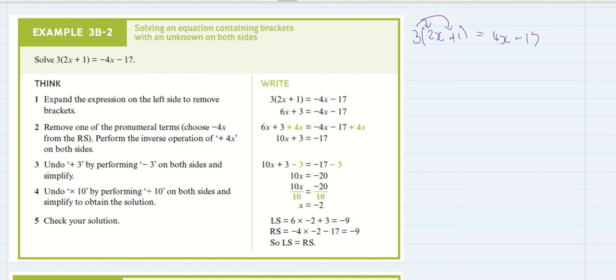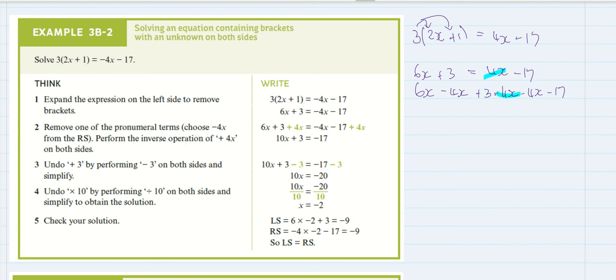So it's 3 times 2x equals 6x plus 1. So, well, plus 3 times 1, isn't it? There we go. 6x plus 3 now equals 4x take 17. So let's get rid of this negative 4. So we're just going to go 6x take 4x plus 3 equals 4x take 4x take 17.